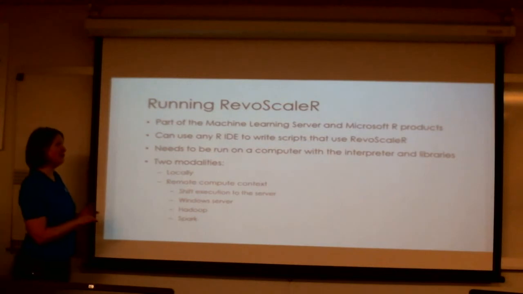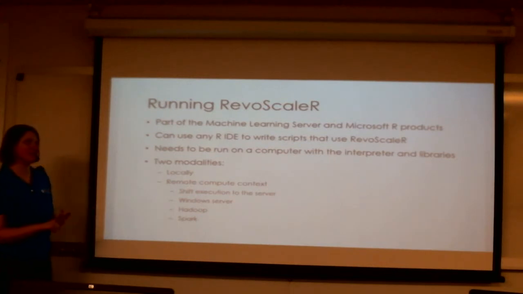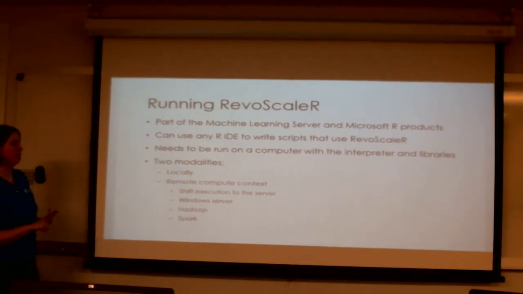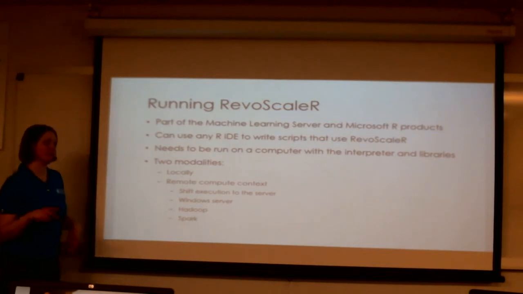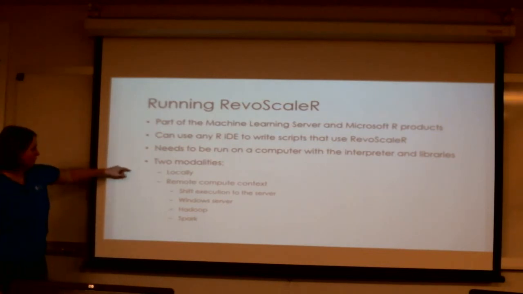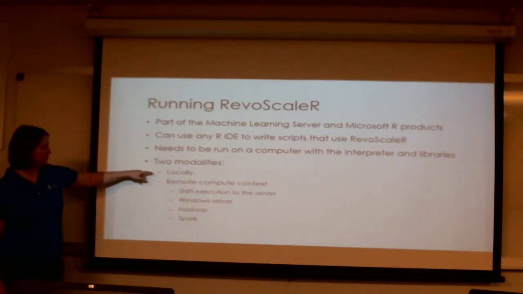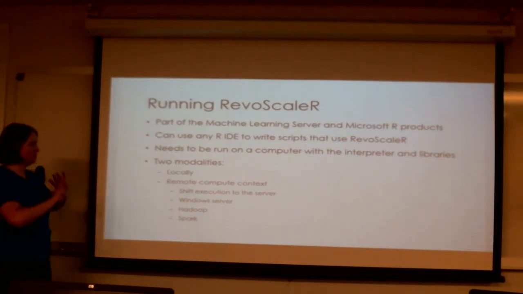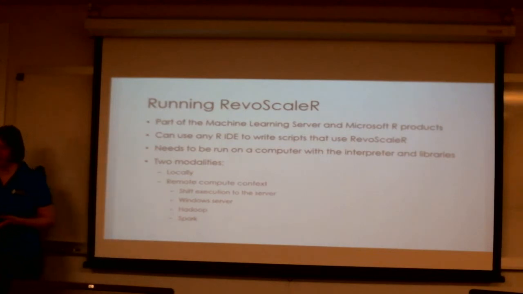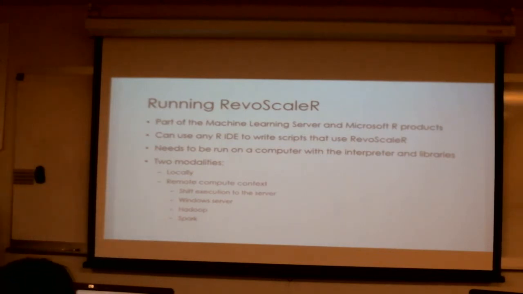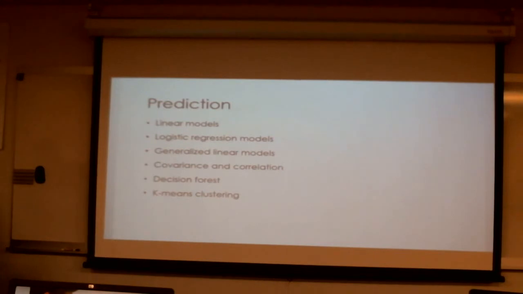Visual Studio 2015 has R Tools for Visual Studio, RTVS. So if you're in Visual Studio 2015 still and want to put R in Visual Studio, look RTVS up, that'll get you there. 2017 is part of the installer package, you can select that. Two modalities, you can either run it locally, which I'm doing, or you can shift it to a server or a server farm, shift it to a Windows server, to a Hadoop server, or to Spark. Prediction. These are all supported in RevoScaleR.